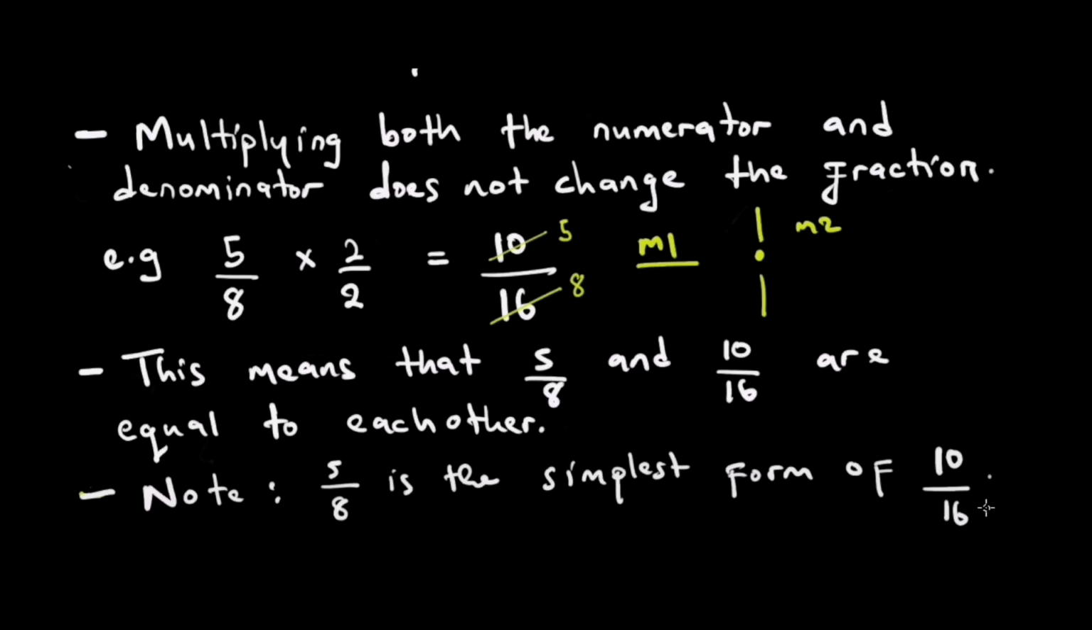This point is now very important. Note, 5/8 is the simplest form of 10/16. Saka kana tichida kunyora 10/16 in its simplest form, we are going to use the factor of 2 to divide into both 10 and 16, and tinowana 5/8.